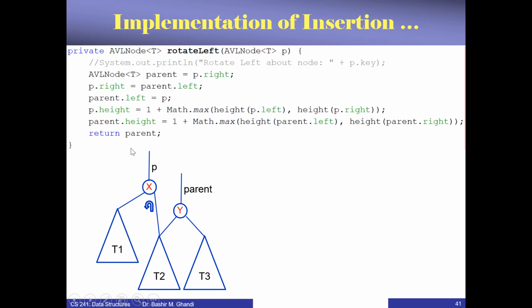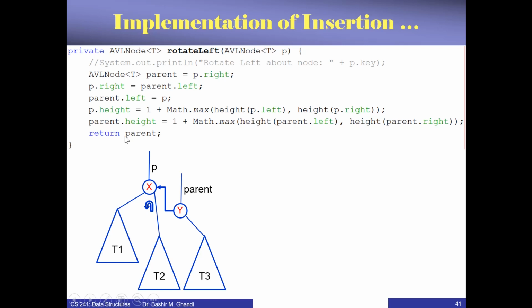Okay. Next, parent.left, change it to p, because again, when we rotate y to the left, y will become the new parent, and p will be to its right. Therefore, parent.left becomes p, like this. So this is basically what you need to do.